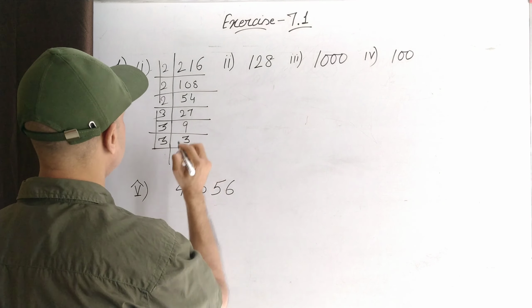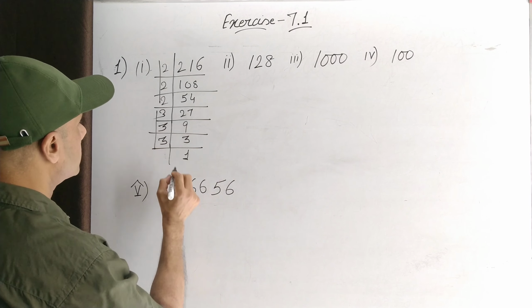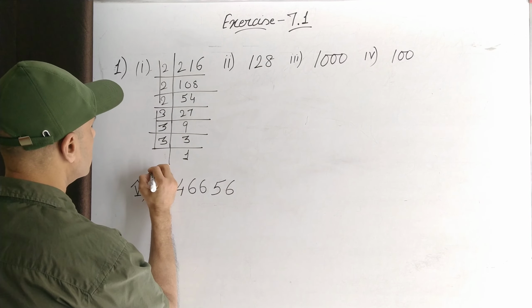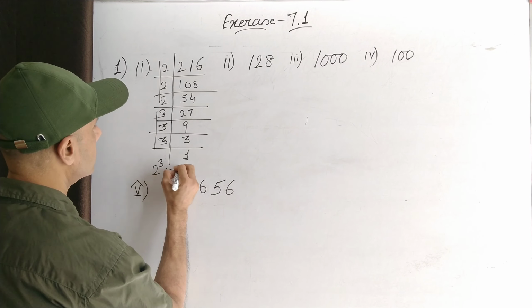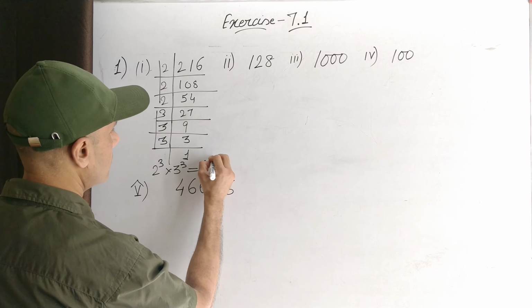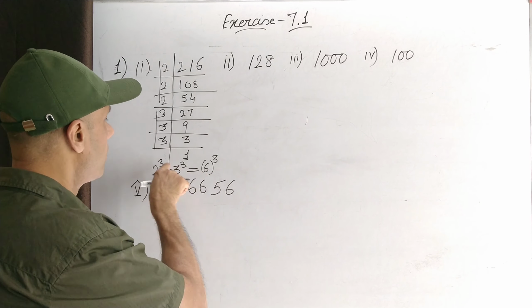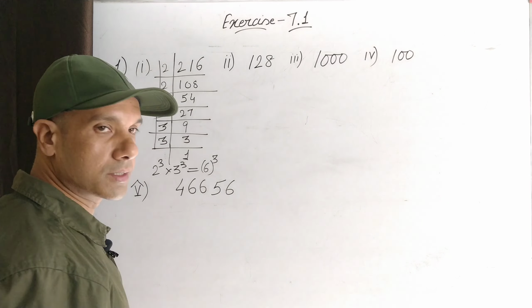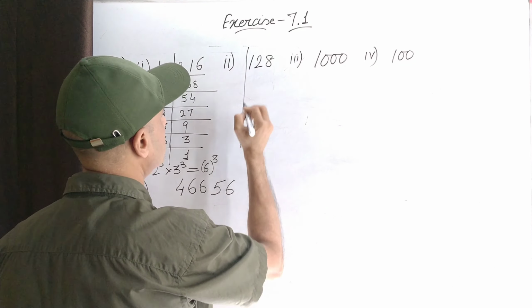So we got the number divided by prime numbers, and we can write this as 2 cube into 3 cube, that is 6 cube. So this number is the cube of 6, hence this is a perfect cube number. Clear?